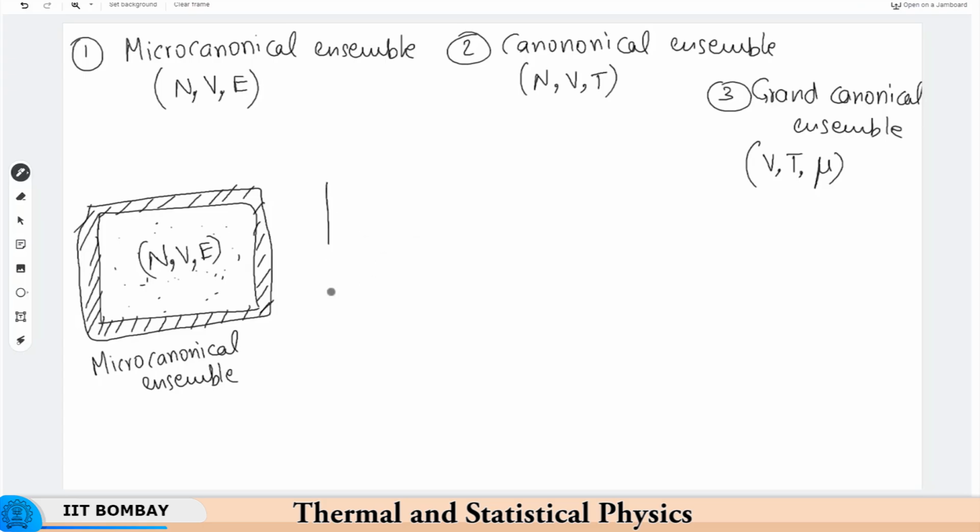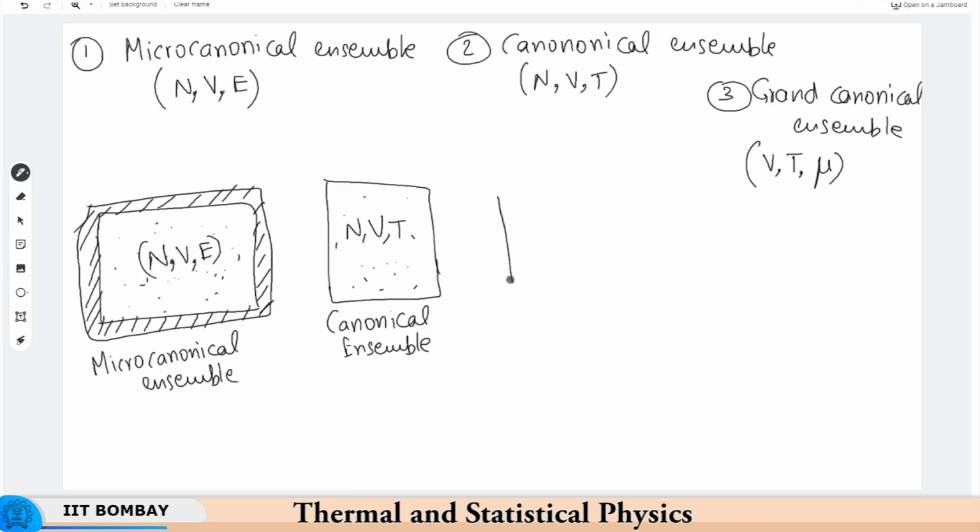Similarly, we can draw the canonical ensemble, where again you have rigid walls. You have a closed system where the number of particles does not change, and a rigid wall so that the volume does not change, but now the system can exchange heat with the surroundings. Say it is in contact with a certain reservoir, so its temperature remains constant, and this is a canonical ensemble.